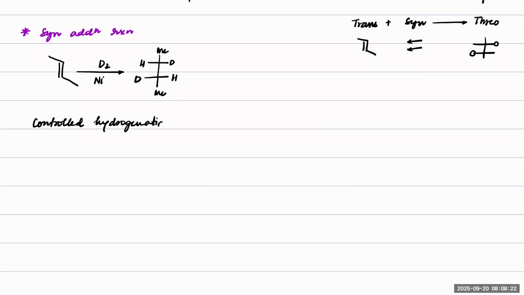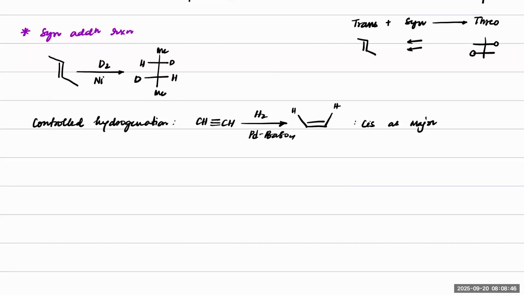Controlled hydrogenation is typically seen when you have a triple bond, and when you treat it with H2 in the presence of palladium barium sulfate, you'll only end up getting the cis molecule like this, H and H. This is the cis molecule. Cis as major.